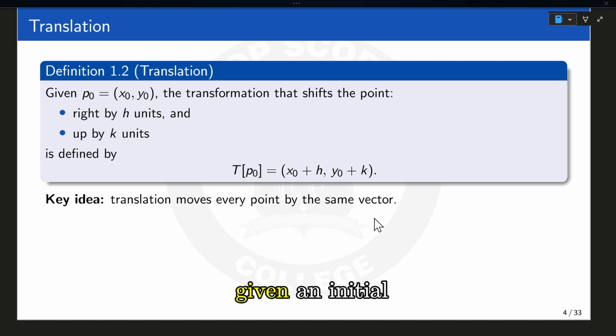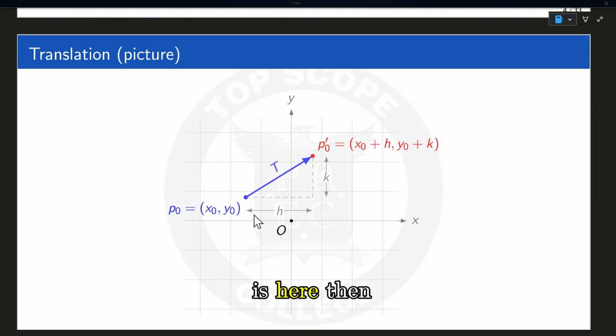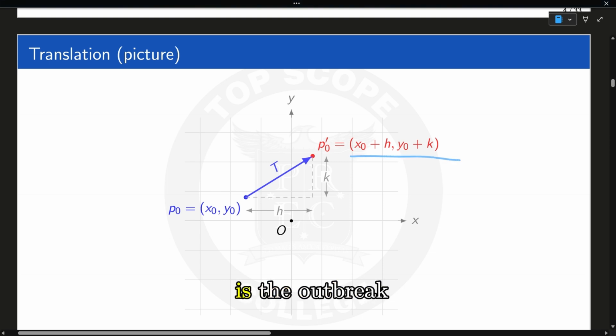We can be given an initial point P0, and if we want to move it right by h units and up by k units, then we simply add h to its x-coordinate and k to its y-coordinate. This is quite easily visible on the graph. For example, a point P0 is here. Then getting it to the right by h units and up by k units moves it right to here. Now, what's important is that this is the algebraic expression of a translation.